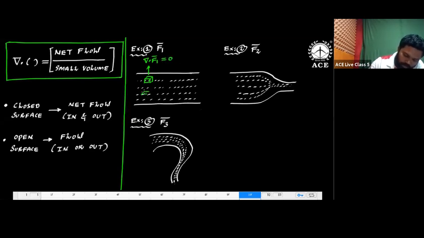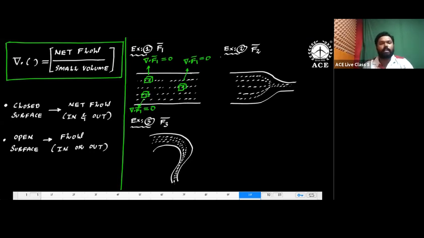Suppose you want to find out the divergence here, place some small box there. Here it is. Divergence of F1 is equal to 0. Suppose I place some small piece of a box here, inflow and outflow are different. So the divergence is not equal to 0. At the different points, there is a divergence.